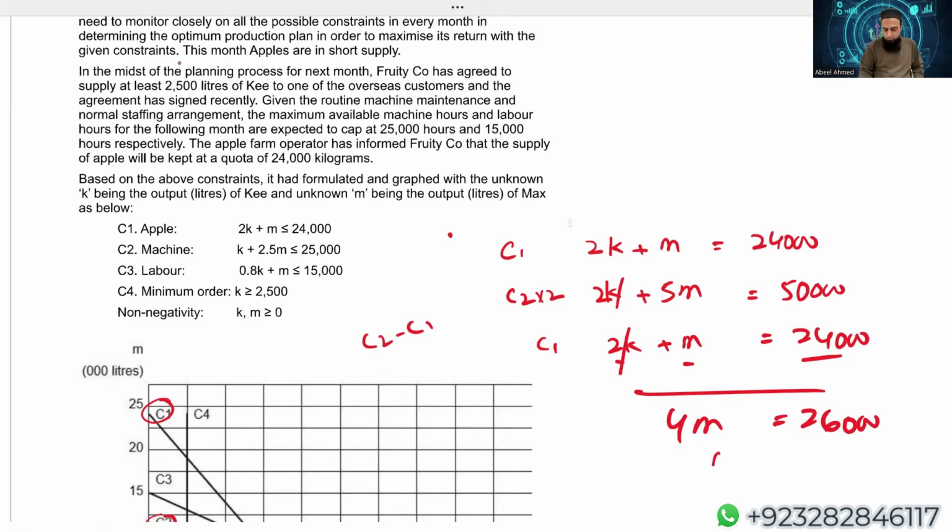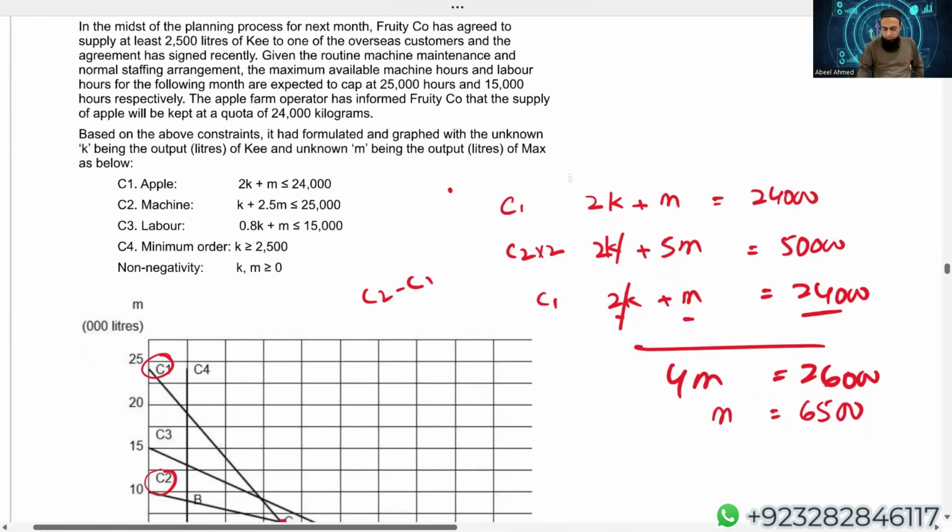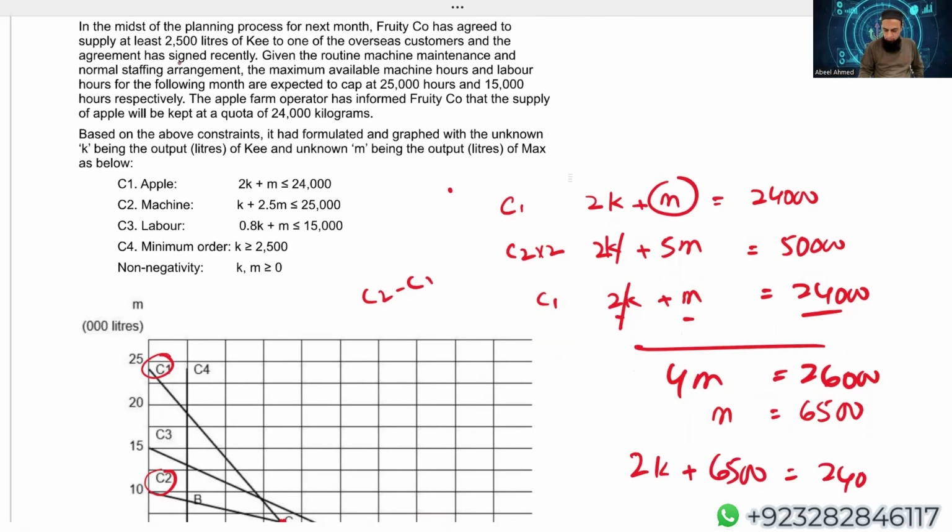Now very easily, we can calculate M. 26,000 divided by 4, I'm getting 6,500. Now let's put this 6,500 into any equation to get K. The first equation is 2K, and in the place of M, I'm writing 6,500 units of M, is equal to 24,000.